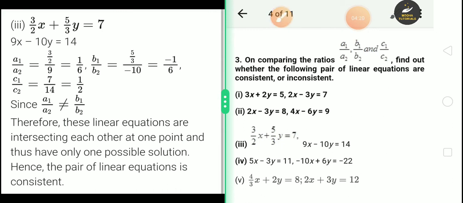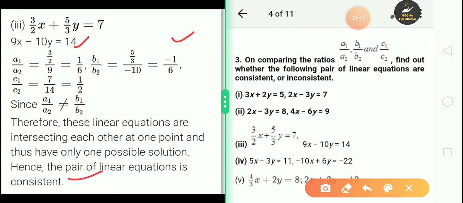Now from the ratios we can write a1 upon a2 is not equal to b1 upon b2. a1 upon a2 is 1 upon 6 and b1 upon b2 is minus 1 upon 6, so they are not equal. Therefore we get a unique solution. Therefore we can say that the given pair of linear equations is consistent. So this is the final answer.